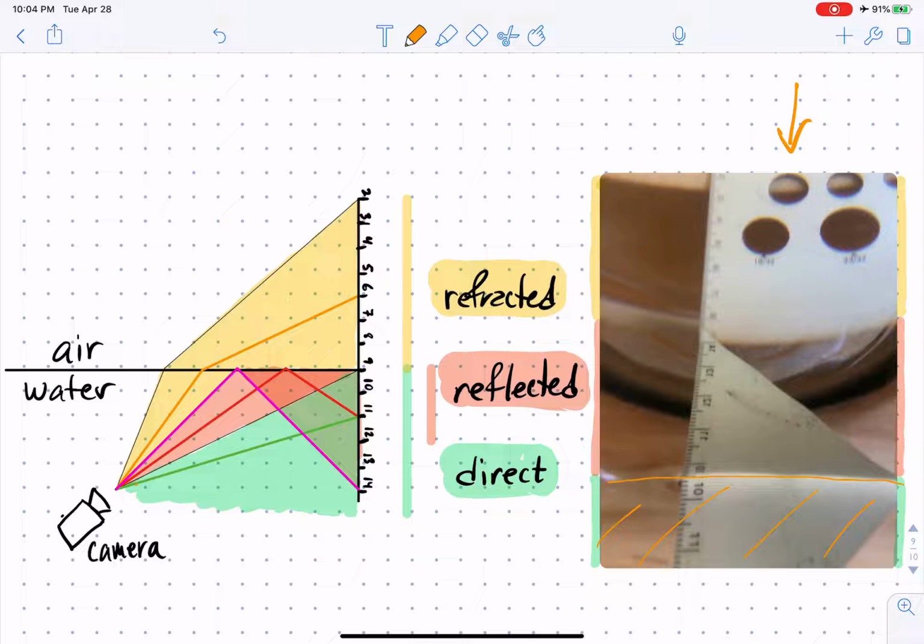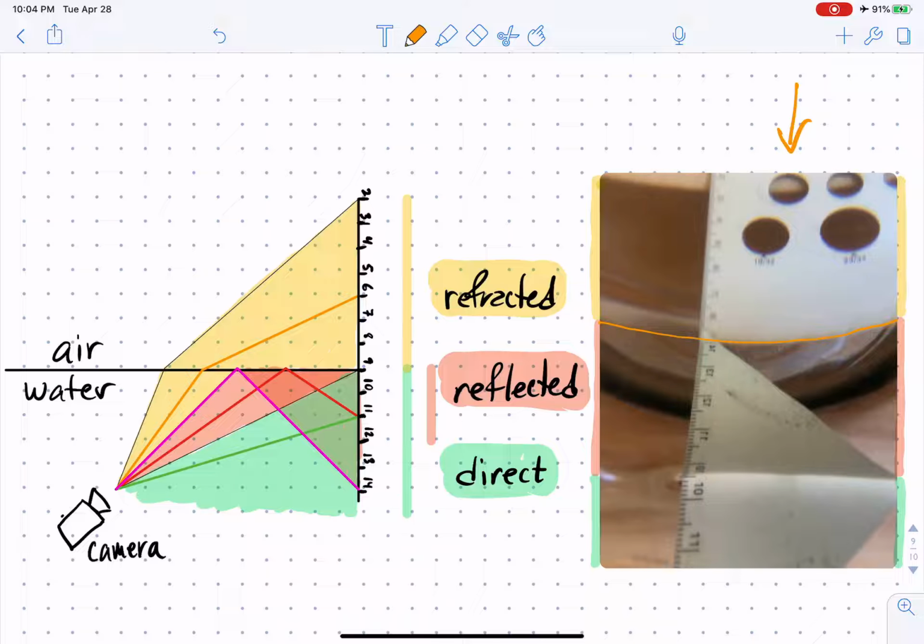That's this green line down here in this diagram. So this region here is just the camera looking directly at the ruler. Nothing strange happening there. Now there's another line up here that's dividing two behaviors. So let's look at the top part.